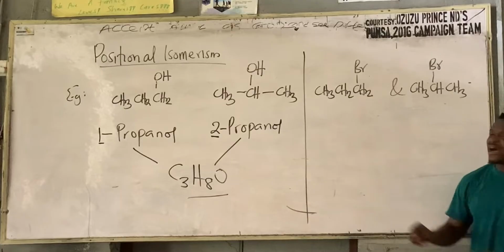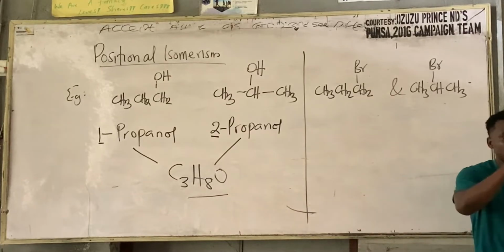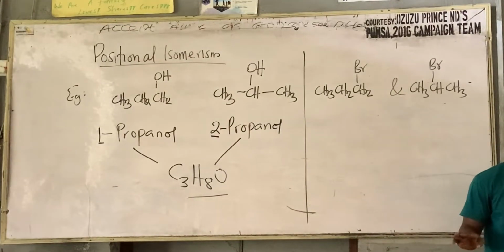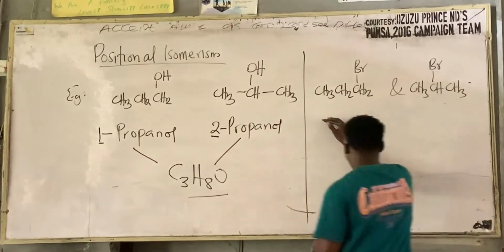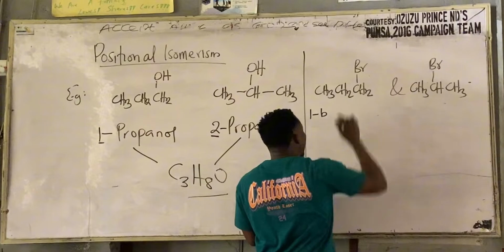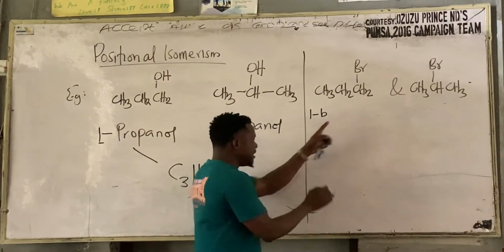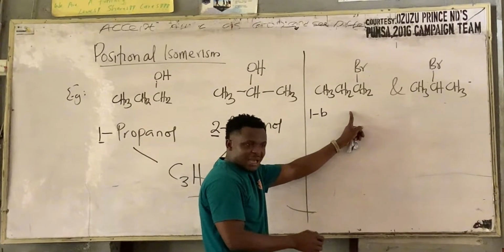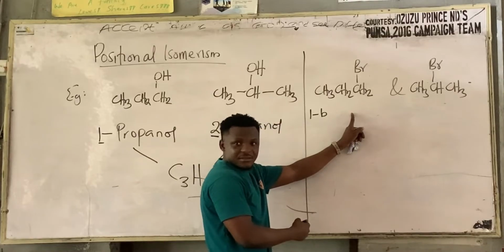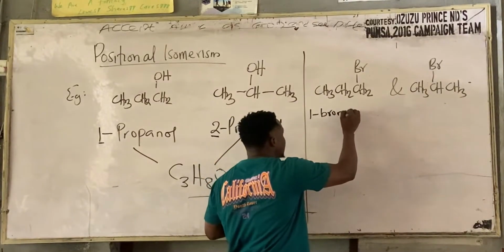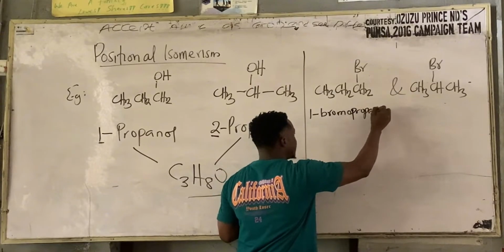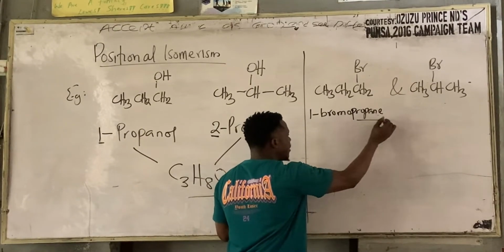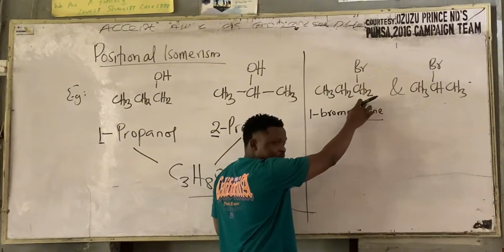So you notice that apart from the position of the bromine, the two compounds would have been the same. Bromo does not have the power to change the identity of the alkane. This one is 1-bromopropane. Why? Propane is a straight three-carbon alkane.